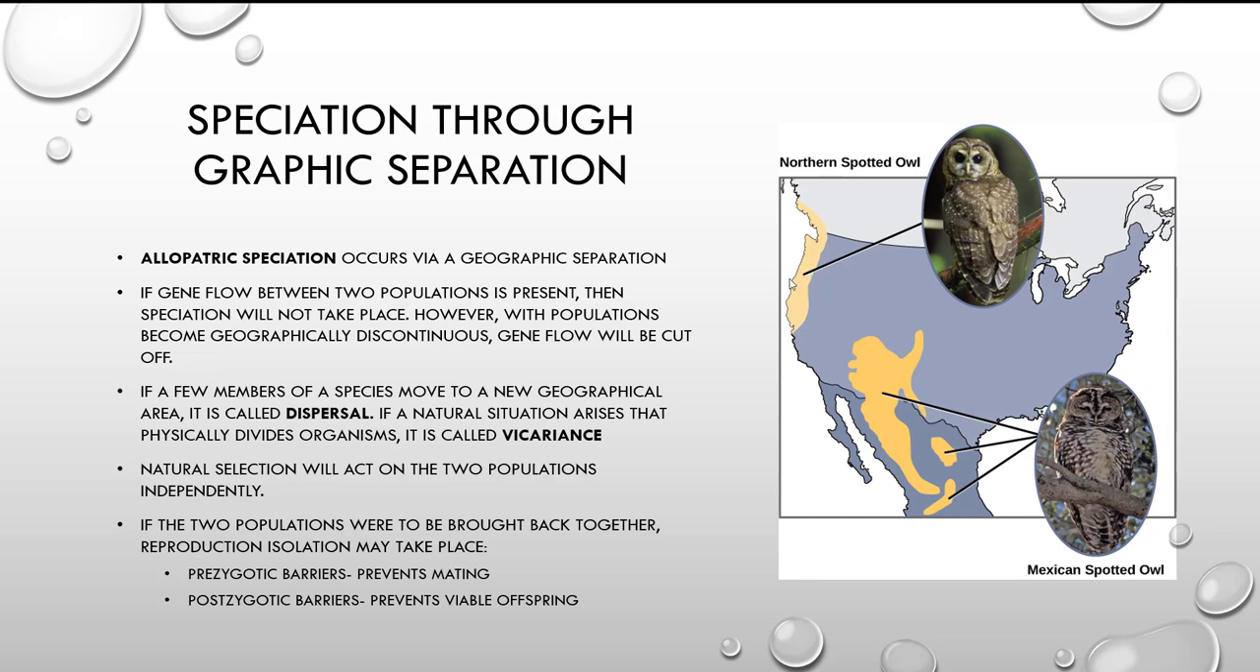And so their hunting habits are different, their prey choices are different, and if they were brought together, if gene flow was restored, they would not be able to mate and produce viable offspring. So they are two different species now. Speciation took place over a long period of time. Okay, so this is an example of allopatric speciation.